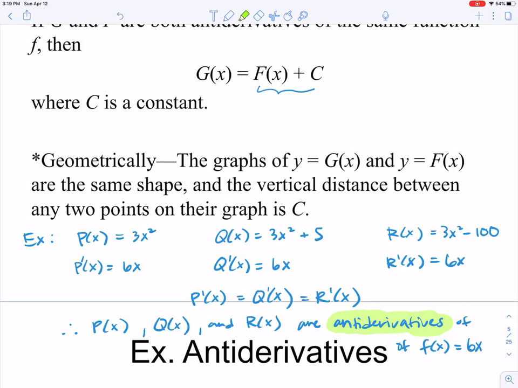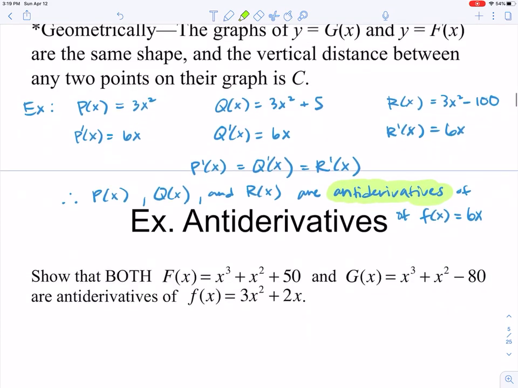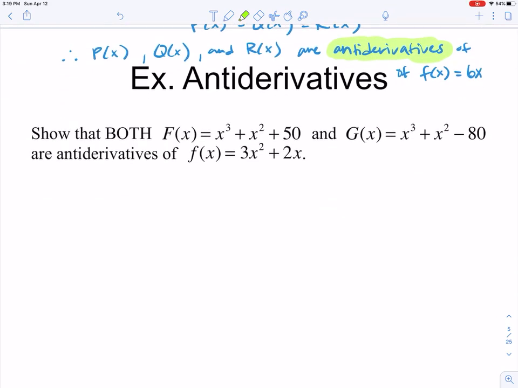And then if you're looking closer at their equations, q of x is just the graph of 3x squared, so the graph of p of x shifted up 5 units, and then r of x is the graph of p of x shifted down 100 units. And so that constant, since the derivative of a constant is equal to 0, it doesn't change the derivative of any of the functions, but it just is a shift. All of them are parabolas with the same exact shape. They're just shifted vertically up or vertically down.